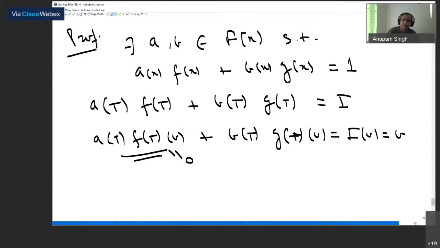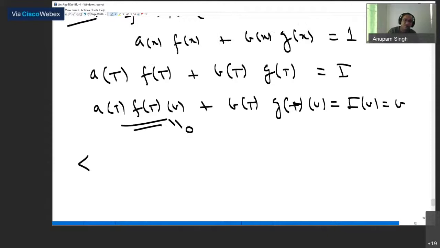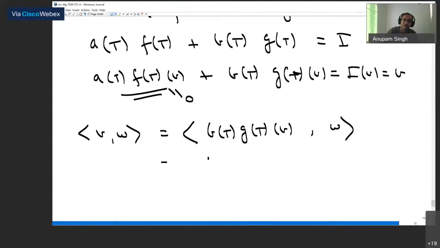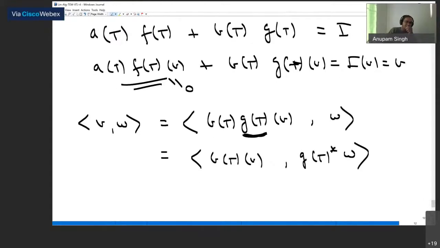Now let's compute the inner product of v and w. I substitute this value of v from the equation I have got. So this is <b(T)g(T)v, w>. Now I can take g(T) to the other side, because of course g(T) is also an operator, so there is a star of that. So <b(T)v, g(T)* w>. But we know that since T is normal, T* is normal, so g(T)* is also normal.